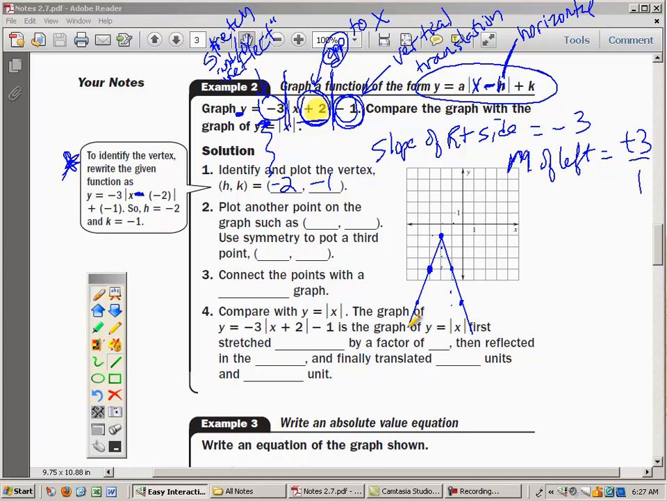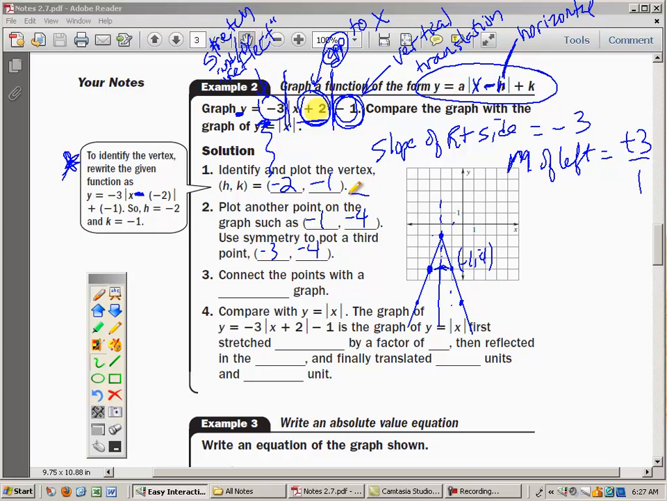All right. So we wanted to plot a point, and again, I'm not going to pick the point so much. I'm just going to use my slope. But if you went 1, 2, 3, 4, this point right here is negative 1, negative 4. And so if we pick the point like negative 1, negative 4, and then use symmetry to plot another point, so that's on the other side of this, that's going to be at negative 3, negative 4.